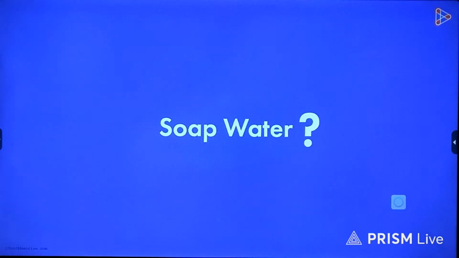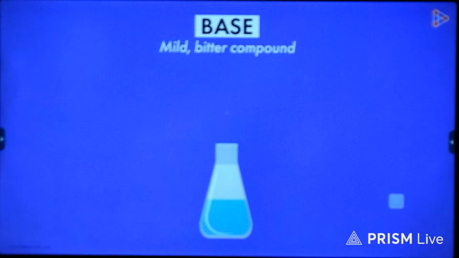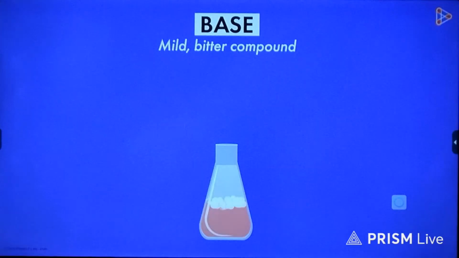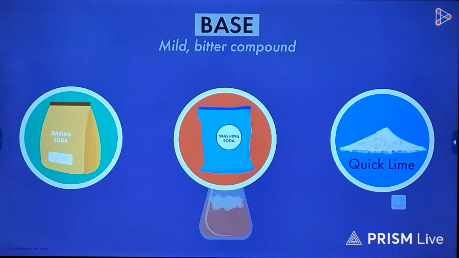Now let's talk about the soap water. What nature does it have? It is basic in nature, which means soap is a base, or in other words, an alkali. What do we mean by this? For now, all we need to know is that the mild bitter tasting compound is called a base. Bases, when added to water, give foam and leave a soapy feel. Bases are exactly opposite to acids. The best examples of bases include baking soda, washing soda, quinine, and many more.